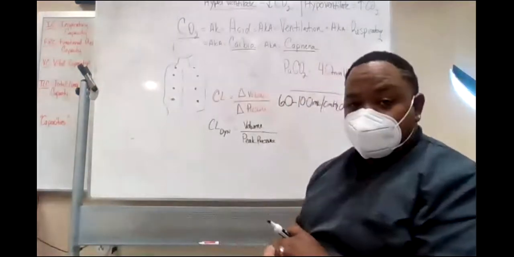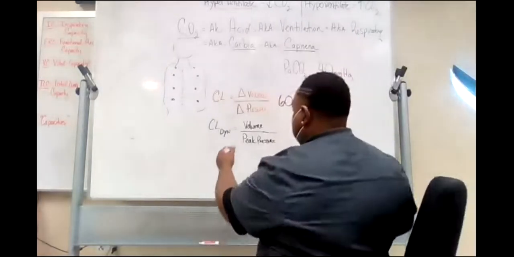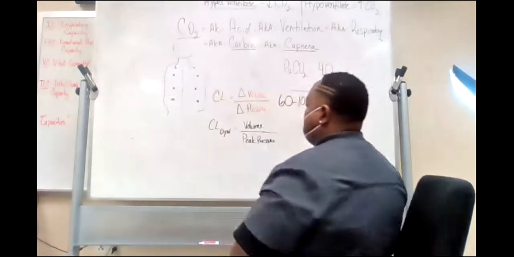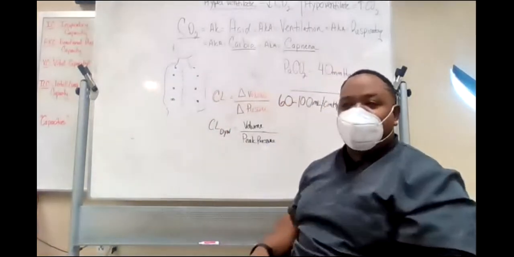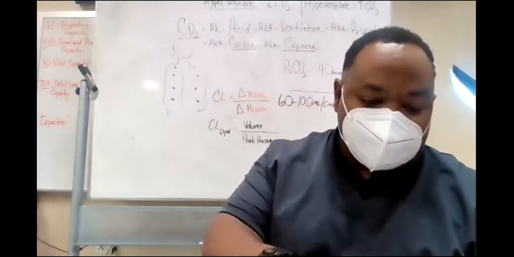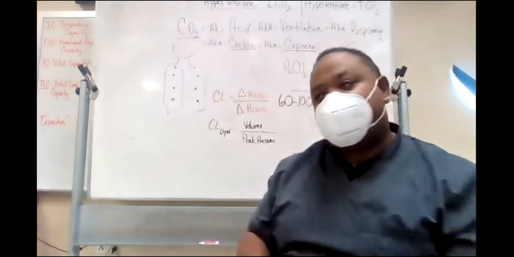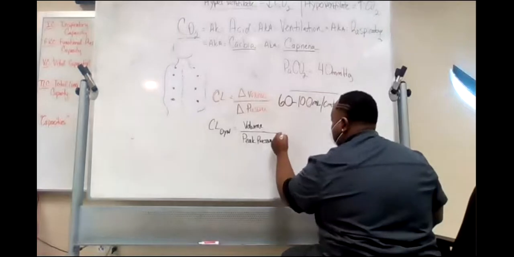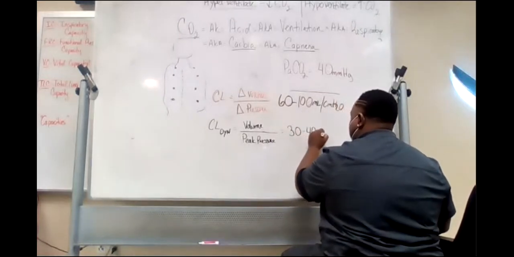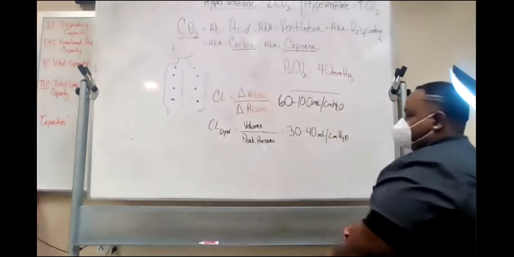Okay. All right. CL what? That's DYN, dynamic. Dynamic compliance is volume over peak pressure. The normal is 30 to 40 milliliters per centimeter of water. 30 to 40 ml per centimeter of water.